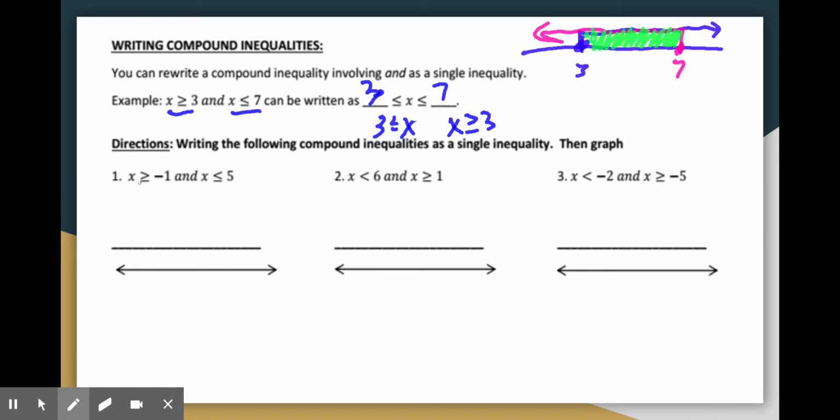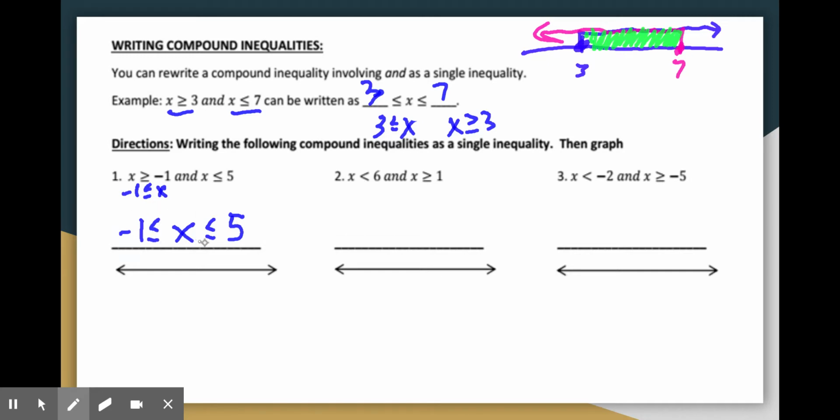Okay, how about x is greater than or equal to -1 and x is less than or equal to 5? We're going to write this as a compound inequality. To do that, x goes in the middle, the smaller number goes first, the bigger number goes second. The bigger inequality stays the same, so x is less than or equal to 5 stays the same. And this one gets rewritten the other way. So we would write it as -1 less than or equal to x.